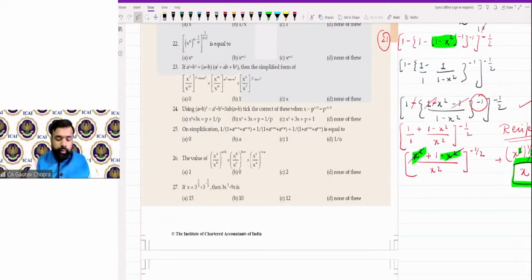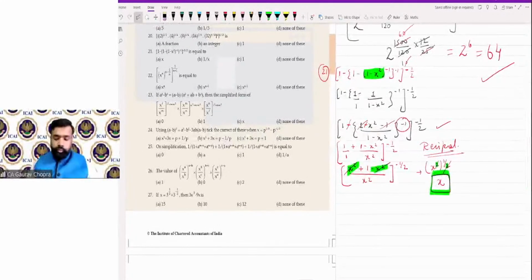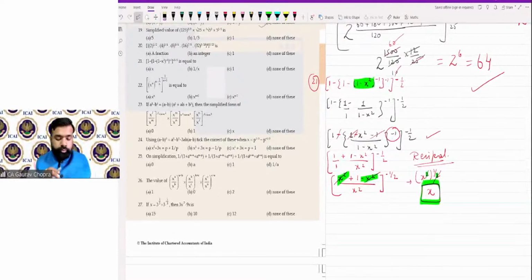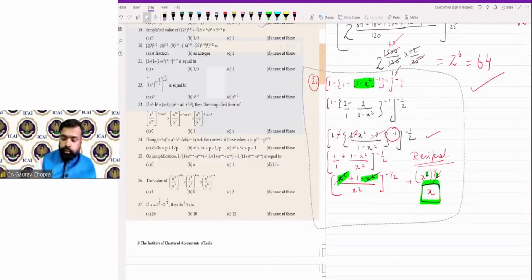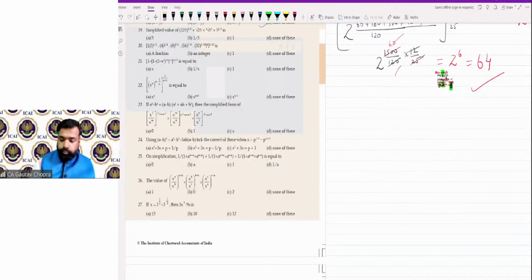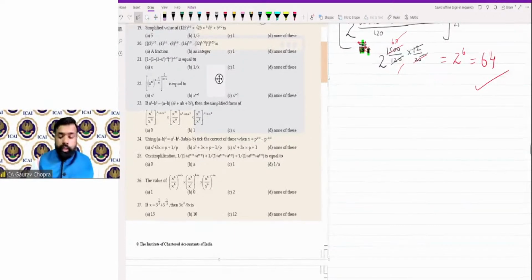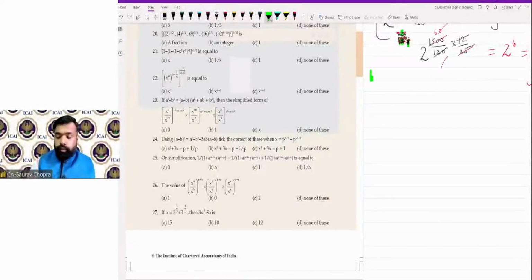So this was 21. Let's make some space. So in question number 22, it is x to the power of n, x to the power of n whole to the power of n minus 1 by n, and again bracket to the power of 1 upon n plus 1. Okay, so this is given.